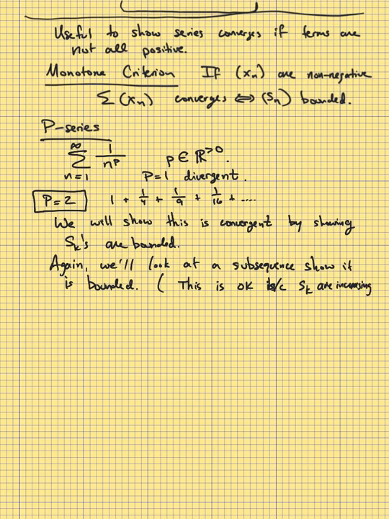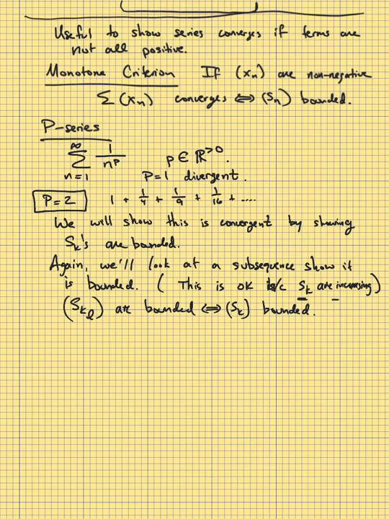Okay, so since they're increasing, if you had a subsequence which is bounded, you're certainly going to have the whole sequence bounded, because for any term that you're interested in, you can find a further term in your subsequence which is greater than or equal to it. So if the S sub k sub L's for some subsequence are bounded, this is equivalent to the S sub k bounded in this case.